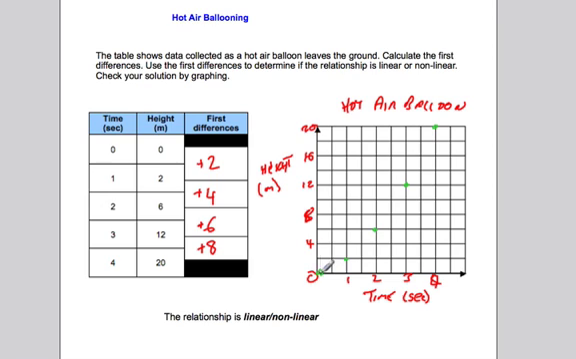And you can see that actually what we should have predicted here is, since first differences are changing, this relationship is nonlinear, and you can see this from how the points lie. It starts off slow and then constantly increases in speed, in rate of ascent, as how quickly the balloon rises.